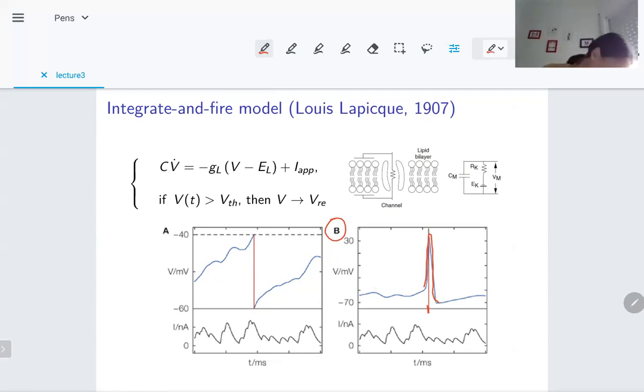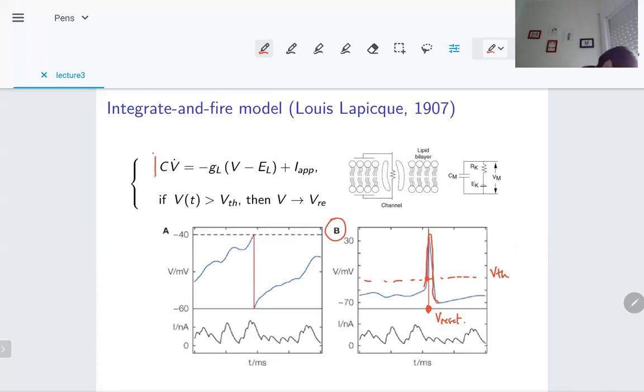And the strategy is the following. I'm going to keep track of the voltage, and whenever the voltage reaches a certain threshold, I'm going to assume that a spike will occur. I don't care how this spike is generated and all the ionic currents. I'm just going to record that here there is a spike at this threshold. And since I know that this generates a spike and then goes back to the resting state, I will immediately bring the voltage down to a reset value. So that's the idea behind the integrate and fire model.